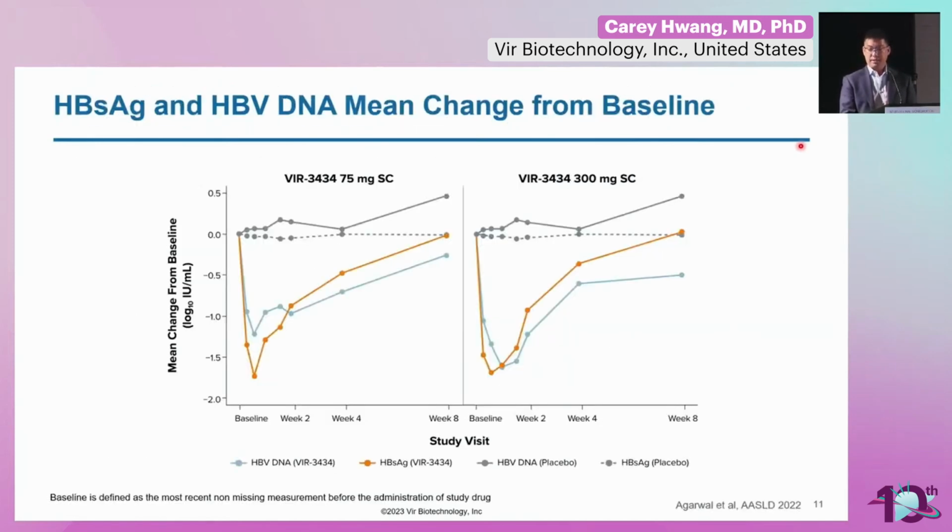What is interesting is when you look at the change over time between surface antigen and HBV DNA levels, you can see they are highly correlated. So even though we know subviral particles greatly outnumber the virions, the antibody seems to be specifically targeting those virions and able to knock down HBV DNA levels, which is directly correlated with the surface antigen levels.